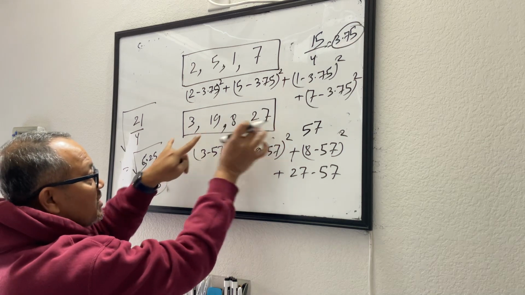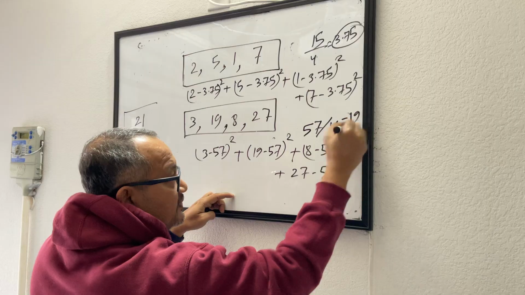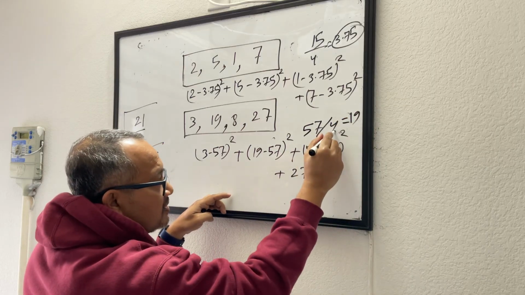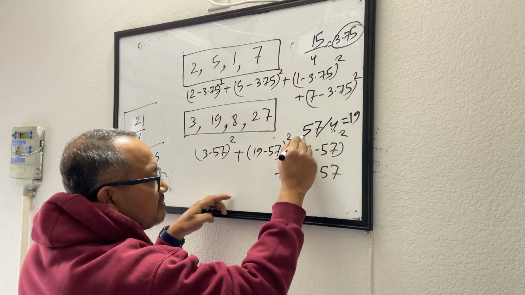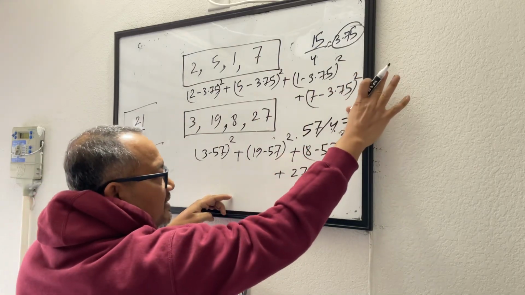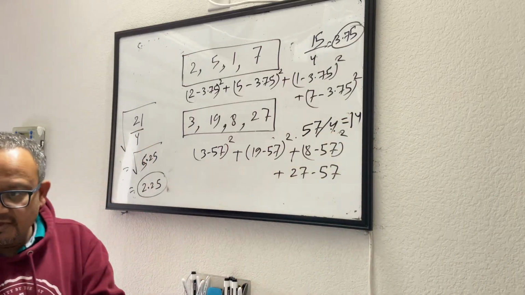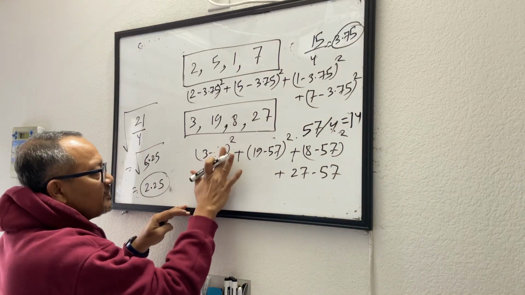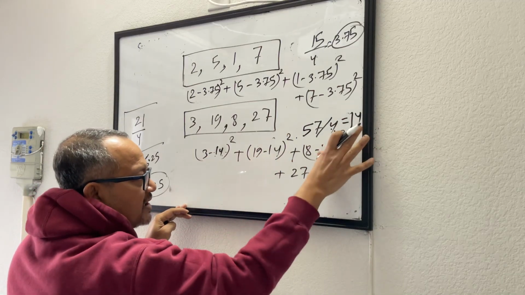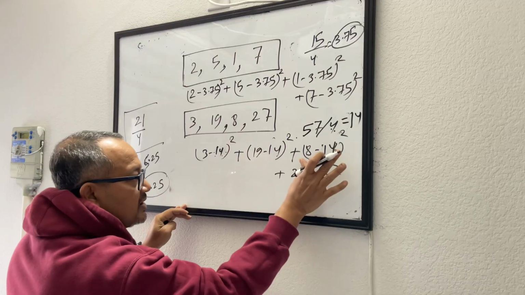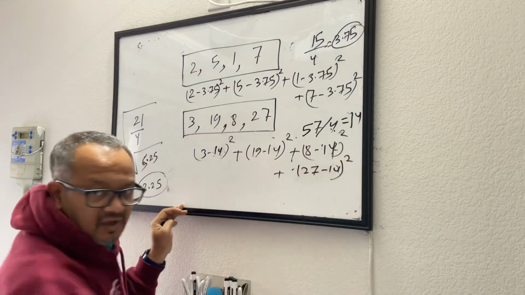I made a mistake. So these 4 numbers divided by 4, that's what will be my mean. So it will be like 19, 4 plus, yeah. So 15, 7, 4 1 is 4, 14, yeah, 14. So now 3 minus 14 square, 19 minus 14 square, 8 minus 14 square, and then 27 minus 14 squared. Okay.